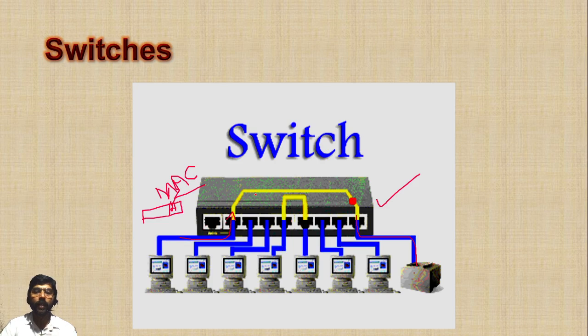To transmit the data over a particular port, this switch maintains the MAC address table here. Okay, and in the table it is mentioned which port which device is connected to.